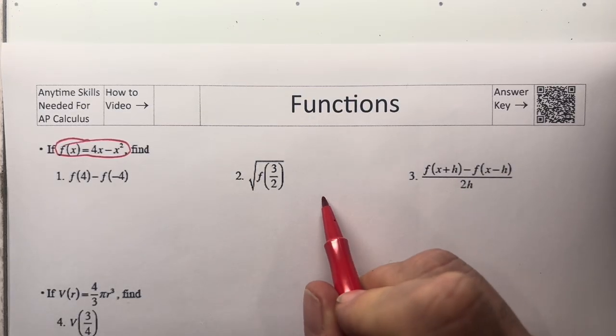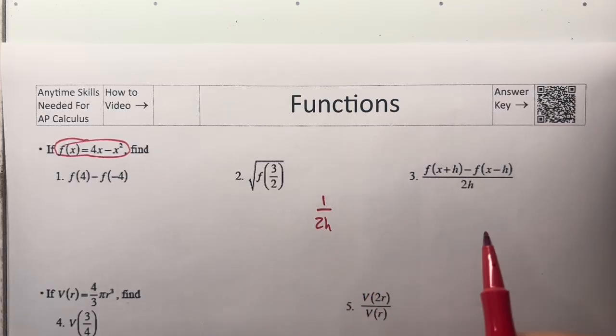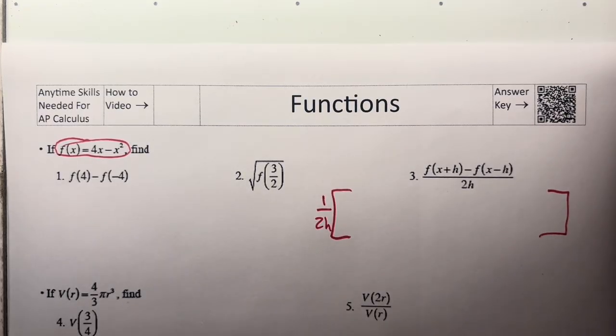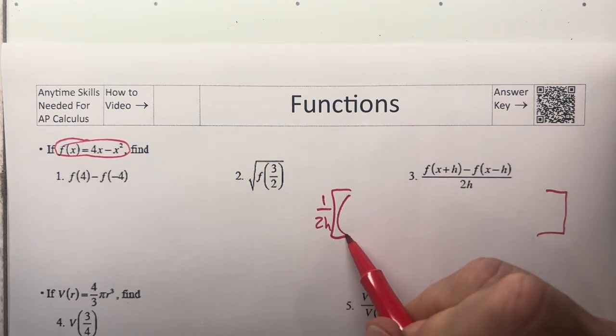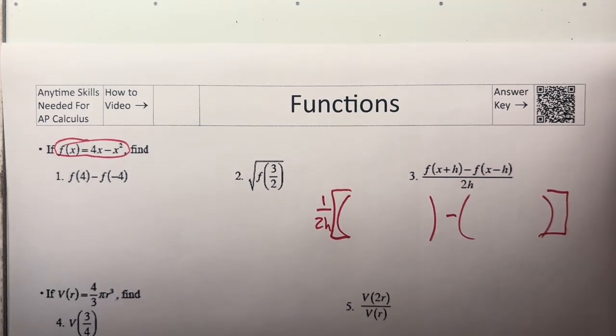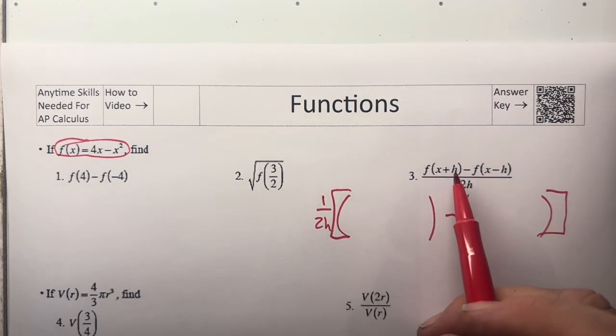So it might be useful to bring the 1 over 2h out front. And then what do you really have on the top of the fraction? You really have something when you plug in x plus h and something when you plug in x minus h. First of all, I wouldn't have room to do this whole thing if I made it that big, but all right. And then what do you want to do?